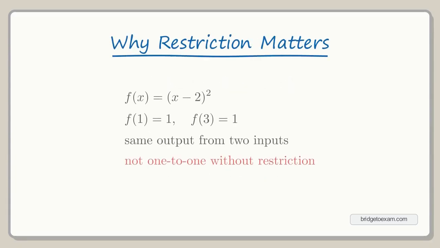Without the restriction x greater than or equal to 2, the quadratic fails the horizontal line test. For example, inputs 1 and 3 both produce output 1. An inverse function cannot decide which input to return.